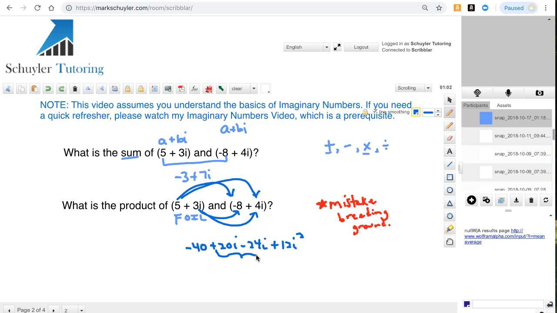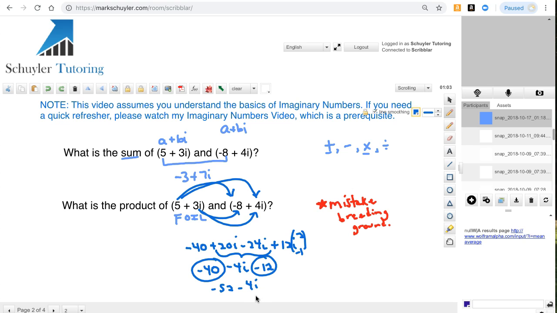You can see that we have a 20i and a minus 24i. So if we're combining terms, we can say -40, and this would be minus 4i. And over here, we get a little substitution opportunity. We have to see that the i squared is really negative 1. So 12 times negative 1 would be minus 12. And we can now combine this guy and this guy together, and that would be minus 52 minus 4i.